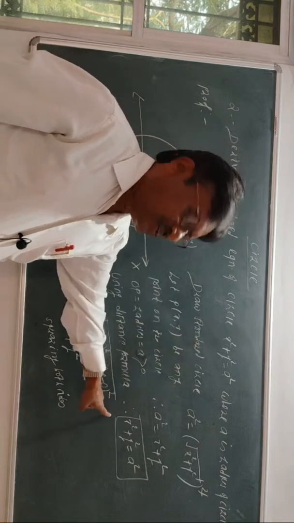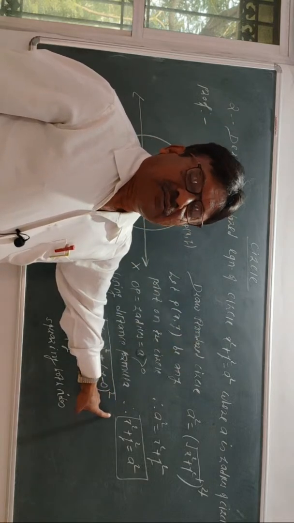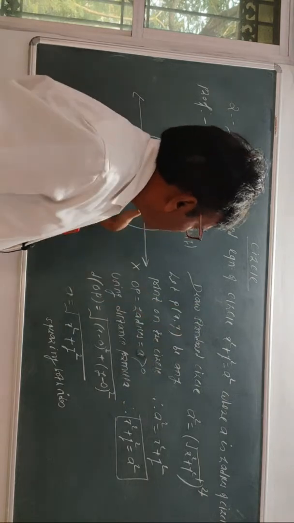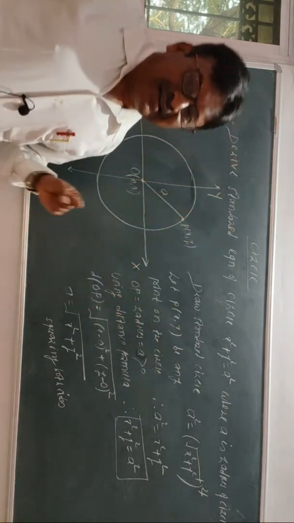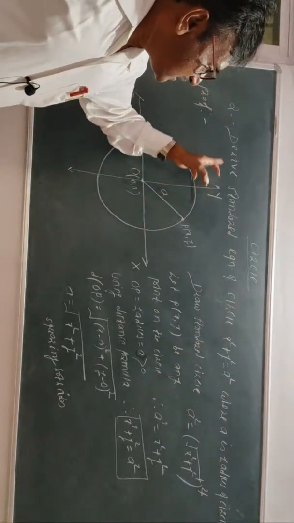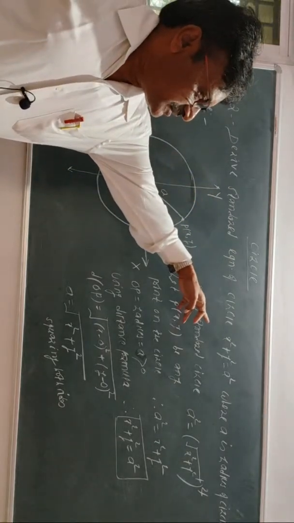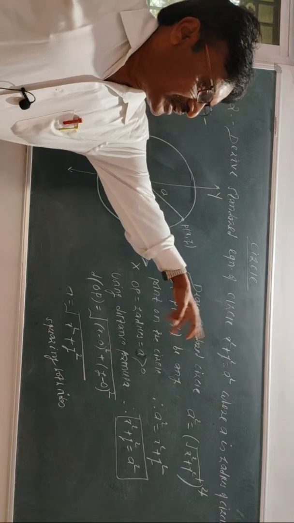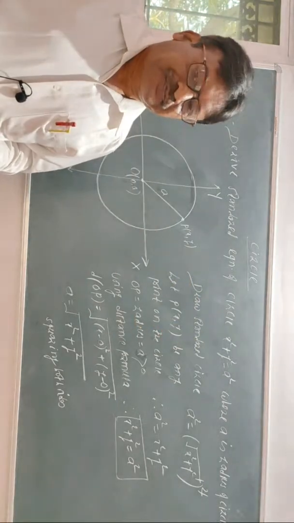This equation is known as the standard equation of circle. In this way we prove the standard equation of circle. That is, the question is: derive the standard equation of circle x square plus y square equals a square, where a is the radius of circle.